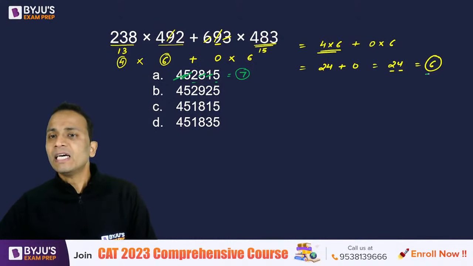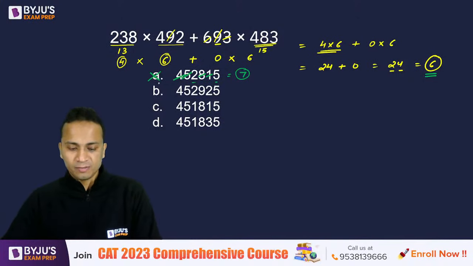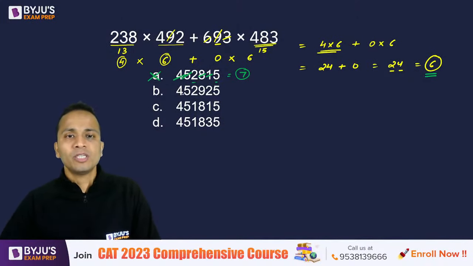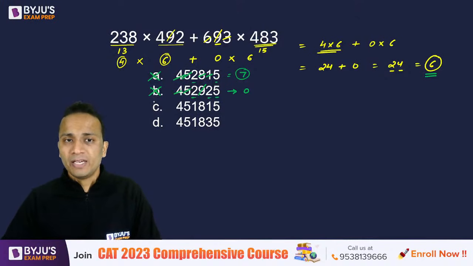So I need a digital sum of 6. I'm getting a digital sum of 7. So option A will not be the answer. Let's move to the second option. 4 and 5, 9. I'll remove this. Another 9 came, remove it. And then 2 plus 5 is also 9. So the digital sum of the second option is 0, which is not matching with the value of 6. So second option is also eliminated.